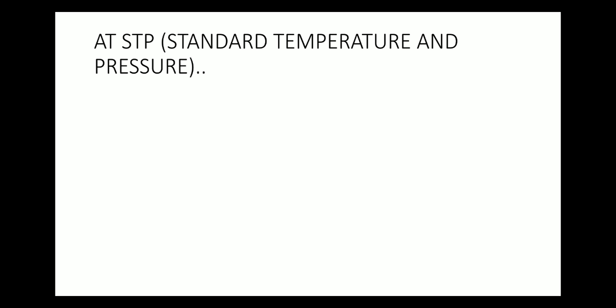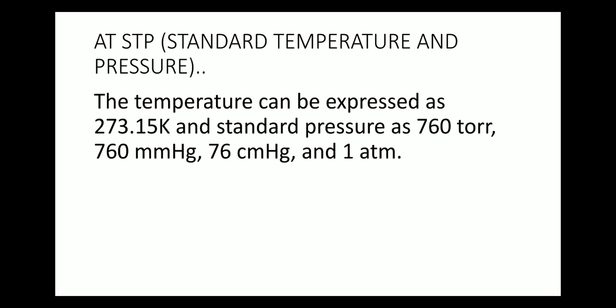When we talk of STP, or standard temperature and pressure, it has certain values. For the temperature, the value in STP is 273.15 Kelvin, or equivalently 0 degrees Celsius. And for the pressure, we have many values: it can be 760 torr, 760 millimeter Hg, 76 centimeter Hg, and 1 atm. I have a video about the four units, which are volume, temperature, pressure, and the number of moles. I have many values there for pressure, so just check it out.